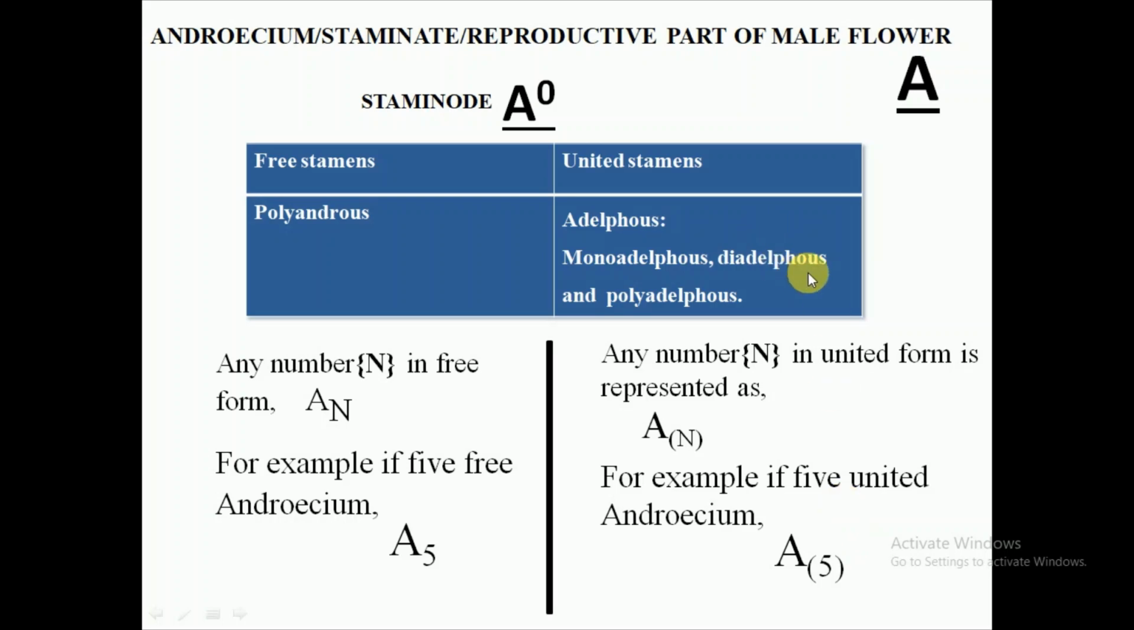Suppose it is diadelphous, then how are we going to write it? Suppose 5 androecium are present and they are in diadelphous form. How are we going to represent it? I want you to write it in the comment section.